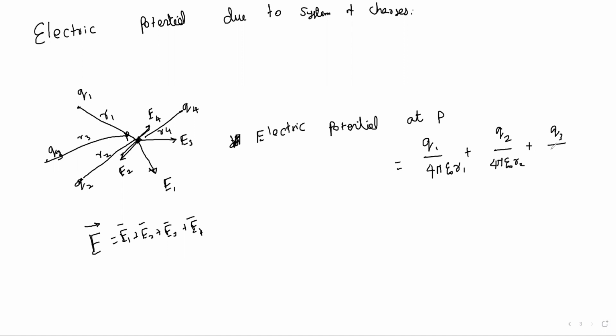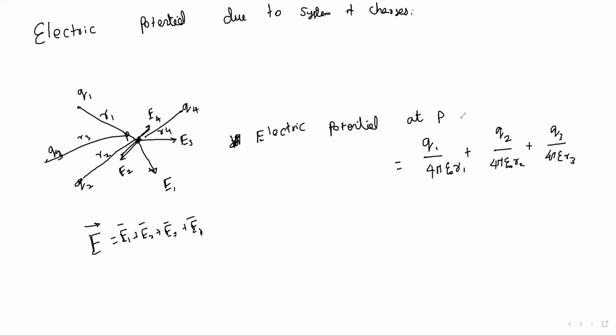Q3 will be Q3 by 4 pi epsilon 0 R3. So if any charge is negative, then you have to put a negative symbol here. If any charge is positive, that is positive. Negative means you should add negative here. Don't need to worry about the direction because it is a scalar quantity. You have to add whether the work is done by the system or work is done on the system.